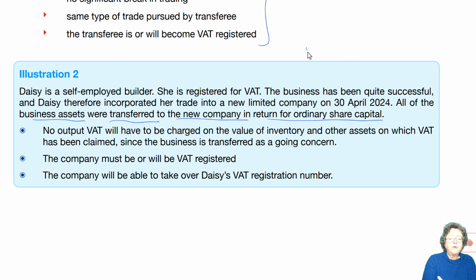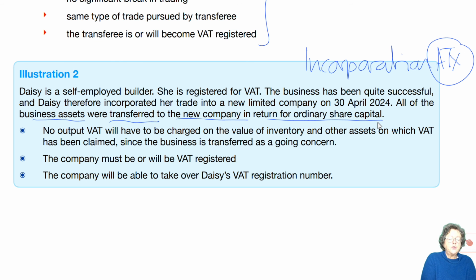Now, those are the rules for incorporation. You don't need to know those at this stage. It's an ATAX topic for sure, but those are the words that you are looking for. So, no output VAT will be charged. That's an obvious statement. Since the business is transferred as a going concern, use the terminology in the question if you have to write that out. The company must or will be registered for VAT that she's transferring it to, and they will be able to take over her VAT registration number should they want to do so.